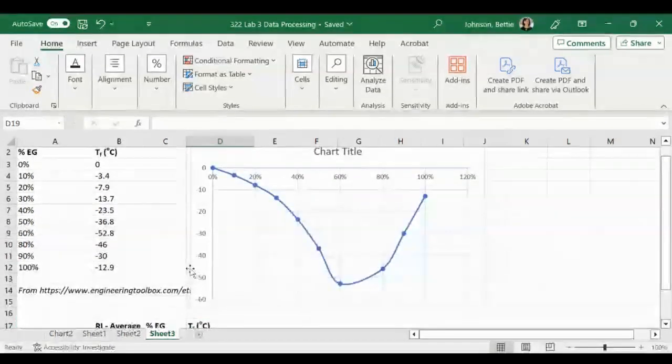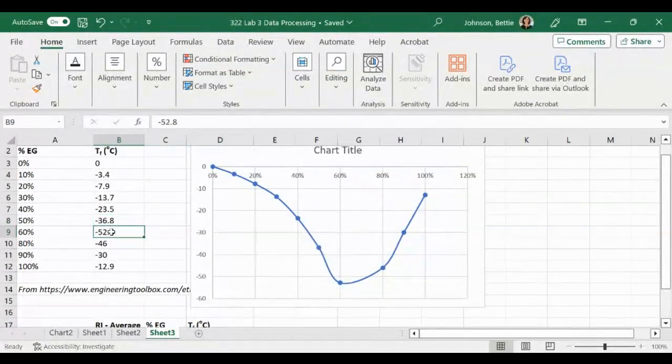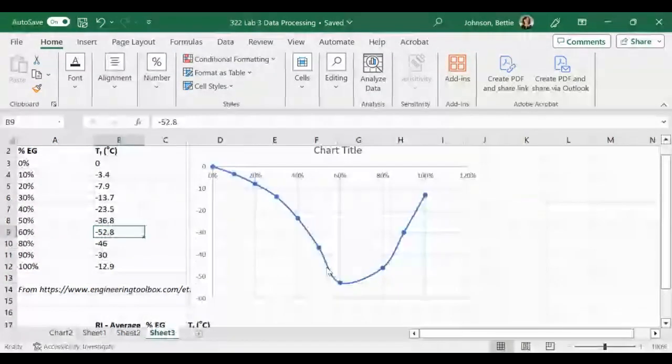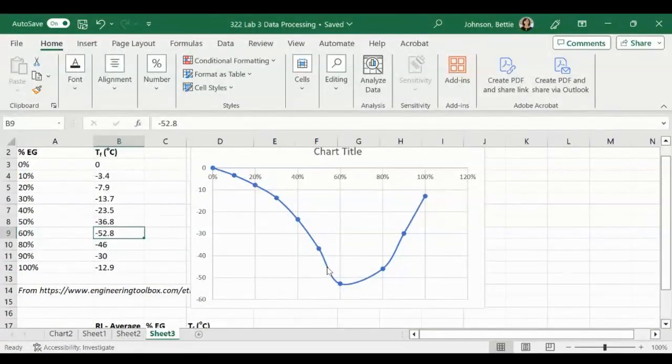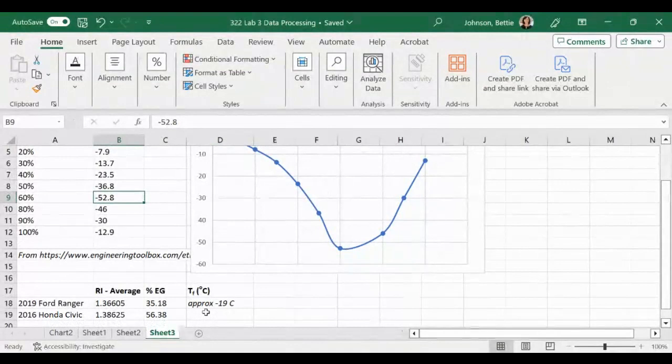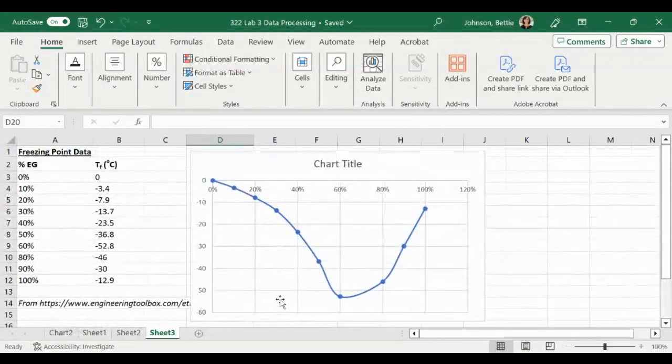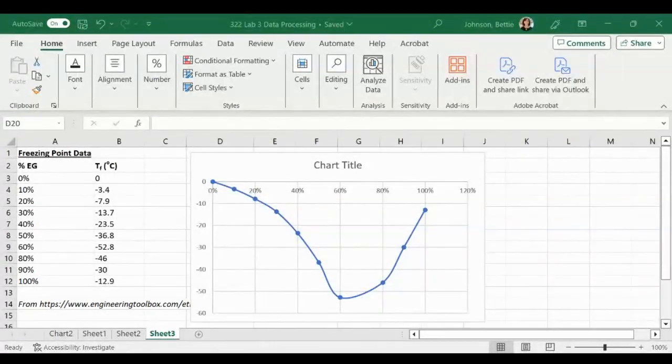The next one is 56.4% ethylene glycol. This is in the lowest part of the curve. So it's somewhere between negative 37 and negative 53, maybe a little more than halfway between those. So that's where we estimated that the freezing point is going to be approximately negative 46 degrees Celsius. And that's just an approximation from the graph. So that's how we can analyze the data that we acquired in this experiment. As always, if you have any questions, feel free to reach out.